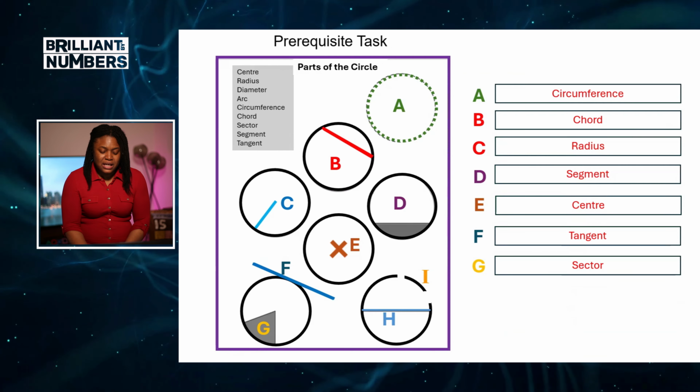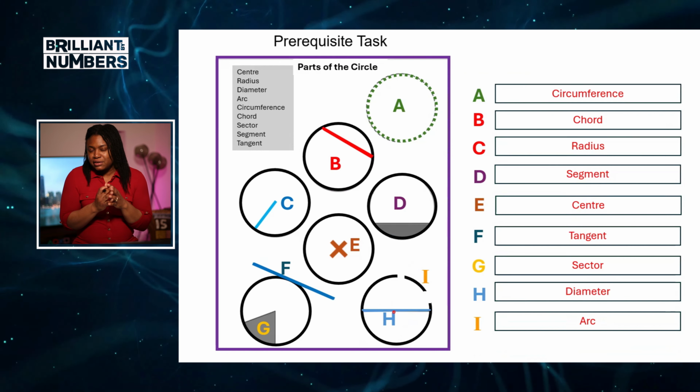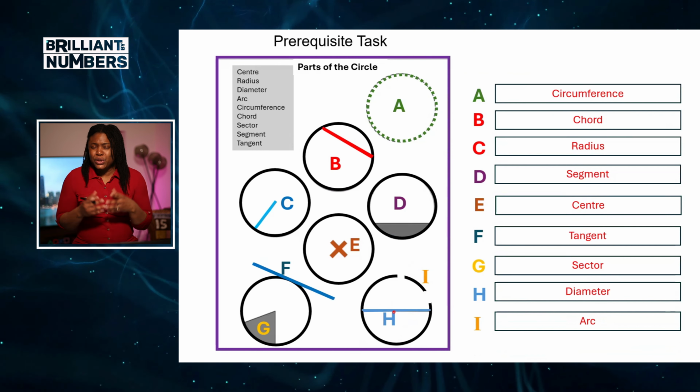And finally, I'm just looking at this part of the circumference, which is called the arc. So an arc is just a part of the circumference. We could have a minor arc and a major arc.